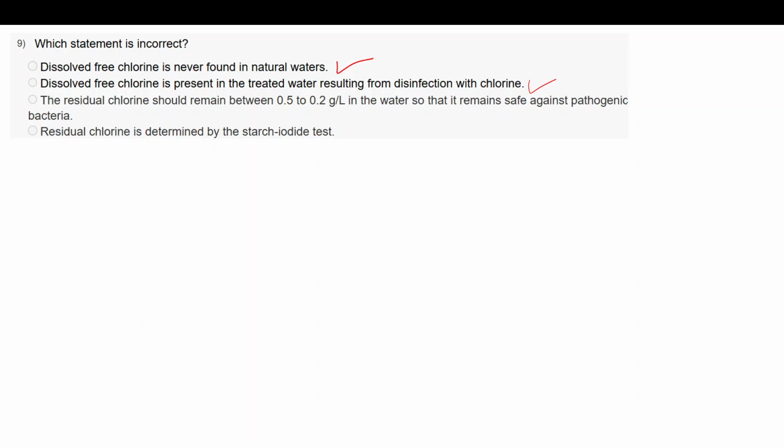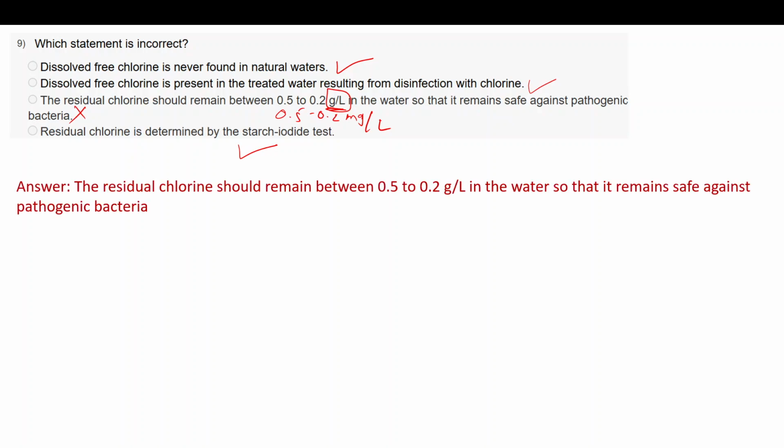Residual chlorine should remain between 0.5 to 0.2 gram per liter in water so that it remains safe against pathogenic bacteria. That is wrong statement because it has to be between 0.5 to 0.2 milligrams per liter, not grams per liter. So this unit is wrong, right? And last option is, residual chlorine is determined by starch iodide test. So this is correct. So the incorrect one is option C, right?